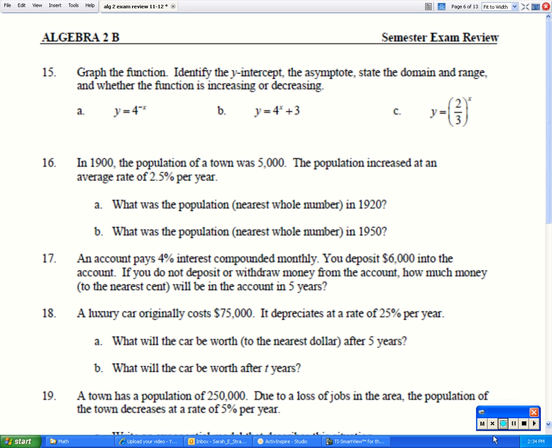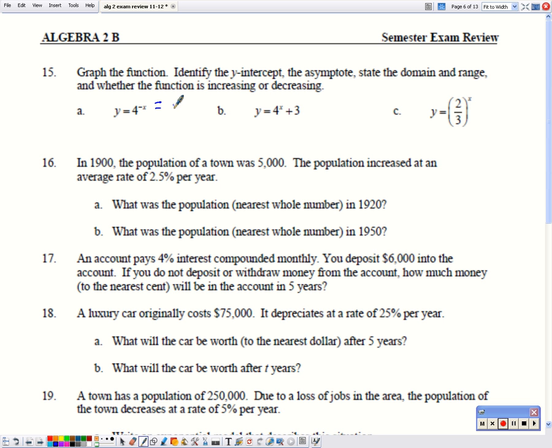Okay, number 15 is asking us to graph the function, identify the y-intercept, the asymptote, state the domain and range, and whether or not the function is increasing or decreasing. So letter A is y equals 4 to the negative x. And the first thing I'm going to do is notice that my exponent has a negative power. So I'm going to rewrite this as 1/4 to the x power.